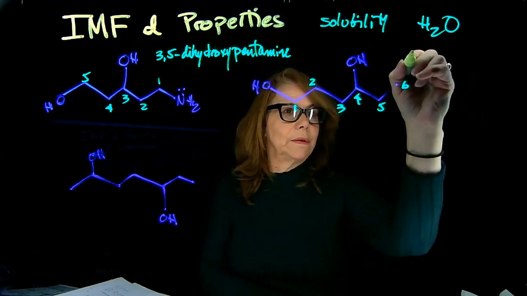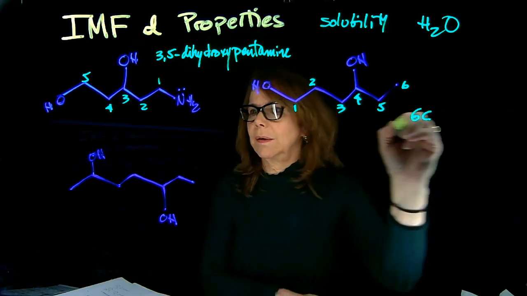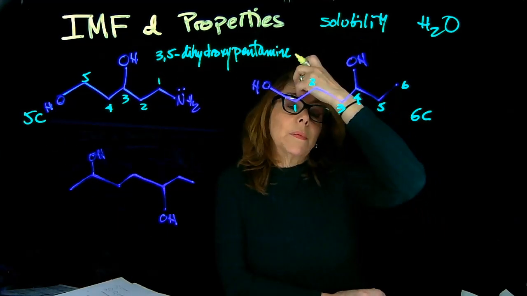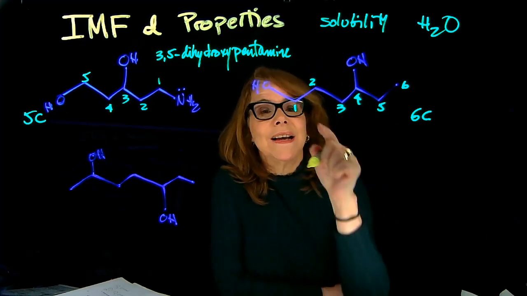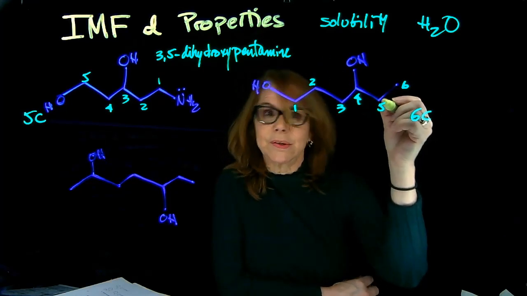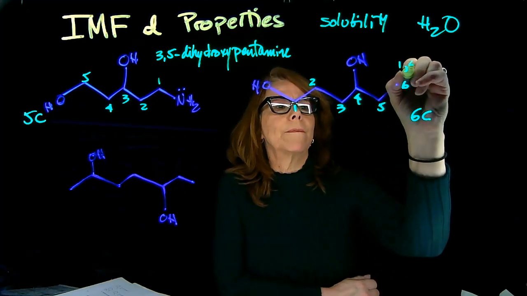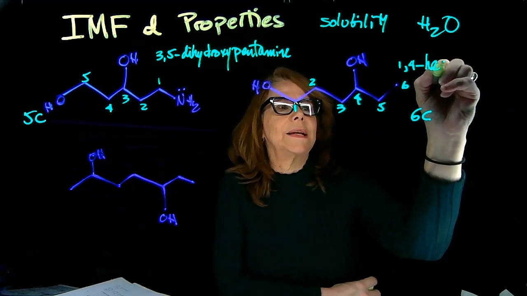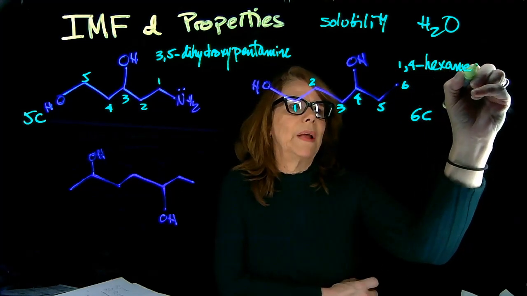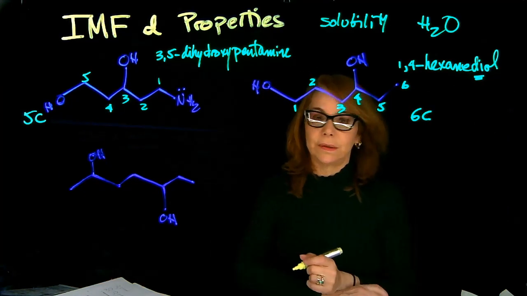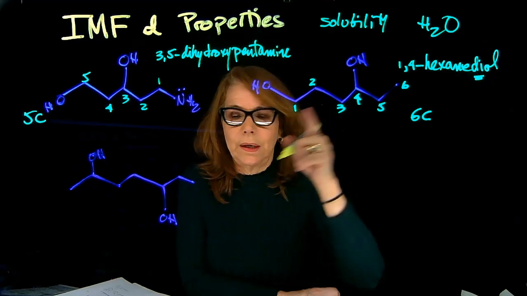So I'm going to take note here: 6 carbons. Here I have 5 carbons. And this molecule is a diol. So it's 6 carbons, so it is 1,4-hexanediol. This is to say that I have 2 OHs and they are on carbon number 1 and 4.